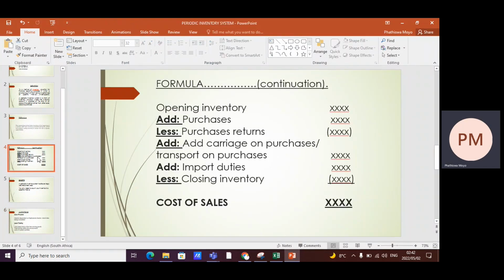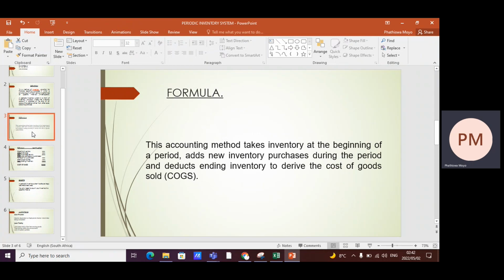I'd like us to zoom into how you calculate cost of sales if you are given the periodic inventory system. That is your FIFO and your weighted average, they fall under your periodic inventory system because stock take is done after a while. These are primitive methods.